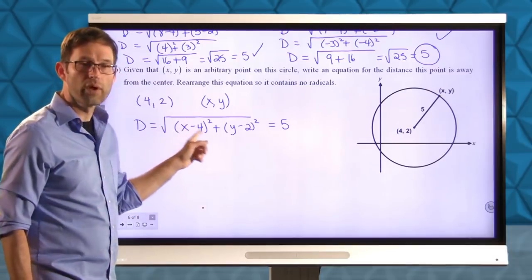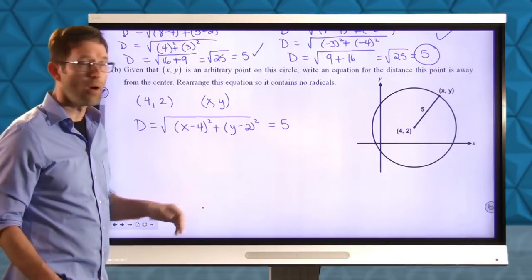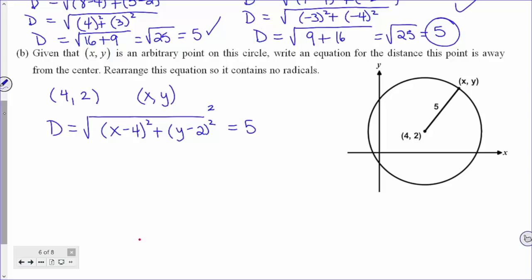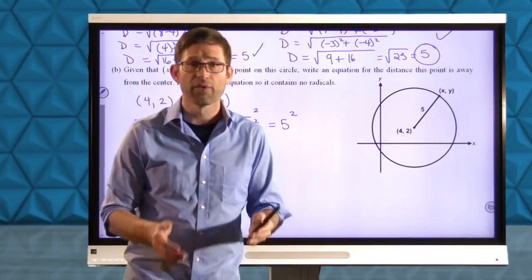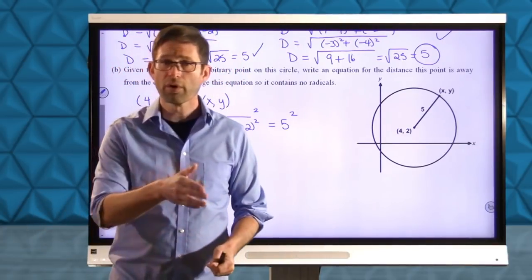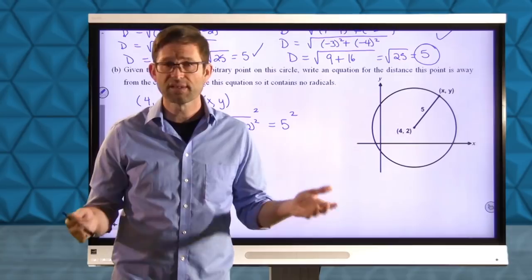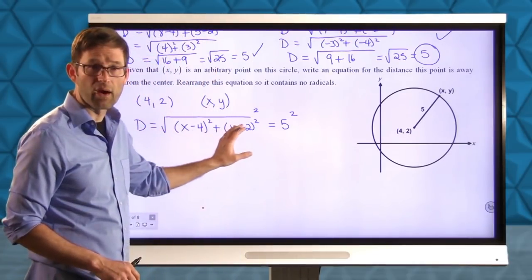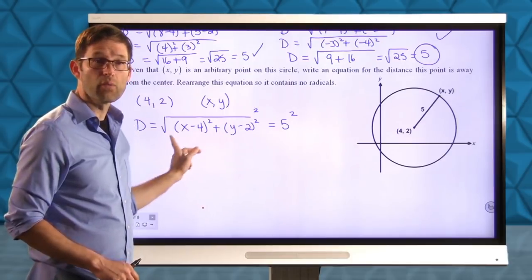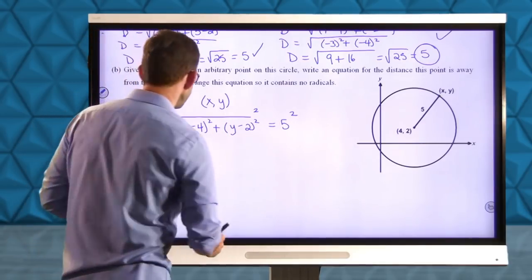Well, in order to get rid of the radical on the left-hand side, all I have to do is square it, right? Squaring and square rooting are inverse operations. They undo each other. You know that already. When you have x squared equals 64, you take the square root of both sides and you get x equals plus or minus 8. Here we have the square root of I don't care equals 5. So to get rid of the square root, I square both sides.